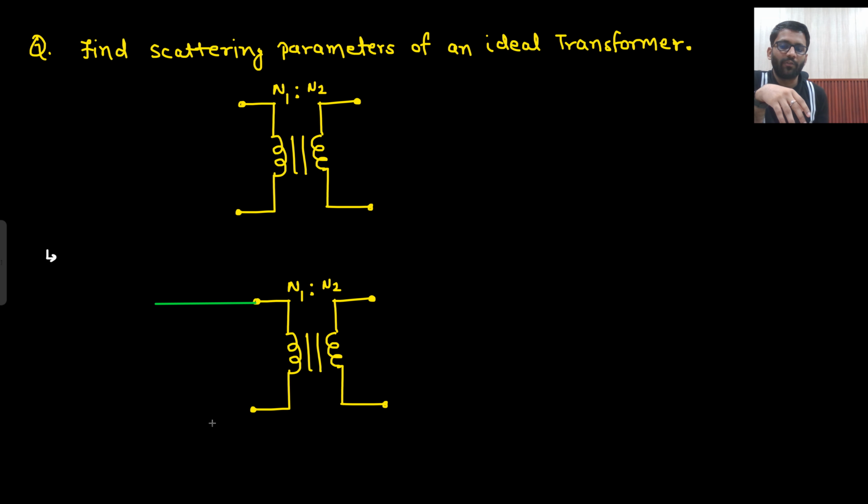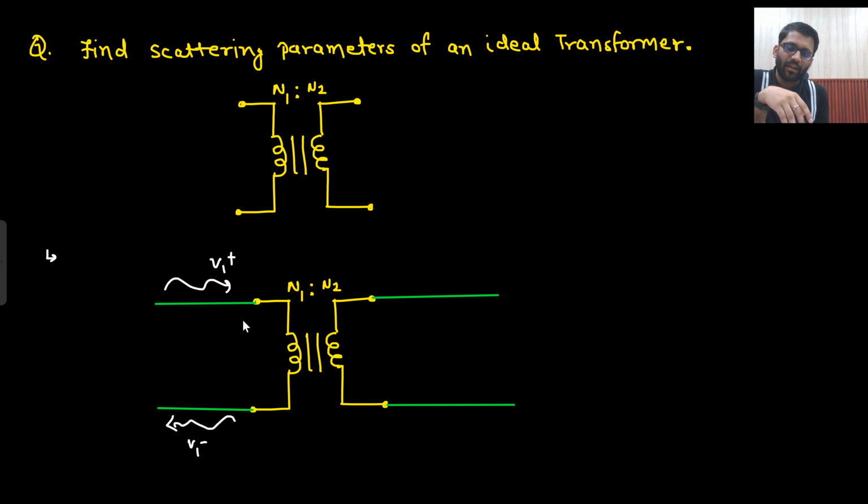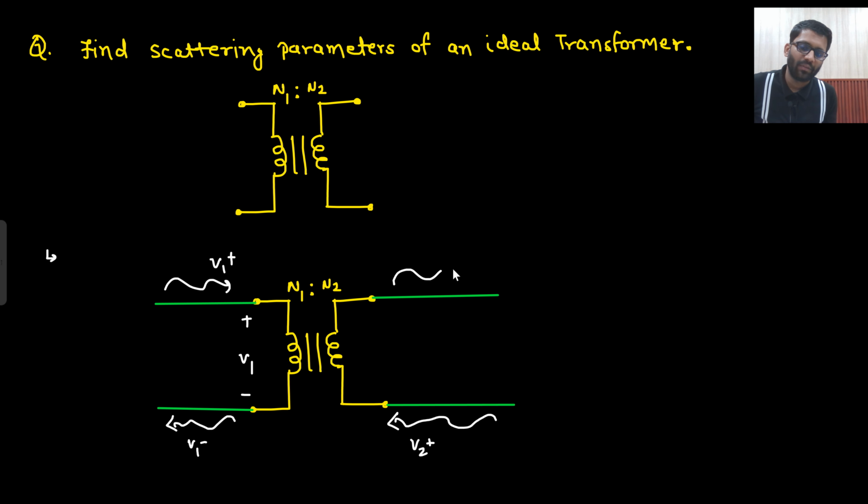But you need to know a few things about transformer. I hope you know it. We will check if you know it or not. So what we do? V1 plus is incident, V1 minus is reflected back. Here we assume V1 potential. Now here V2 plus is incident and V2 minus is reflected back, and here we assume V2 impedance.